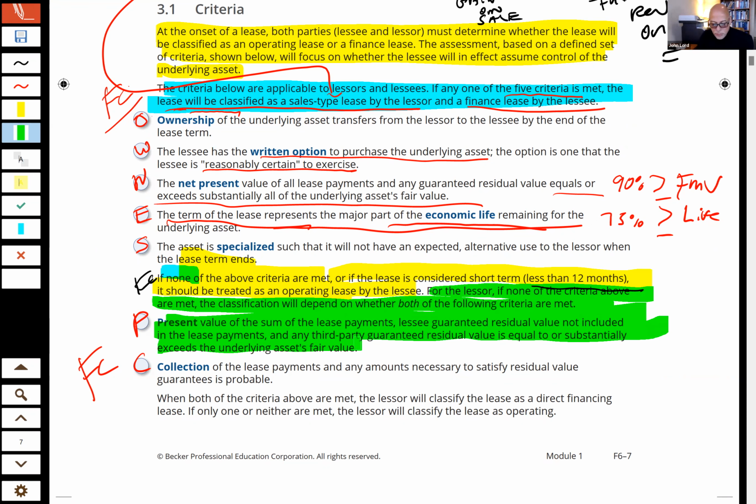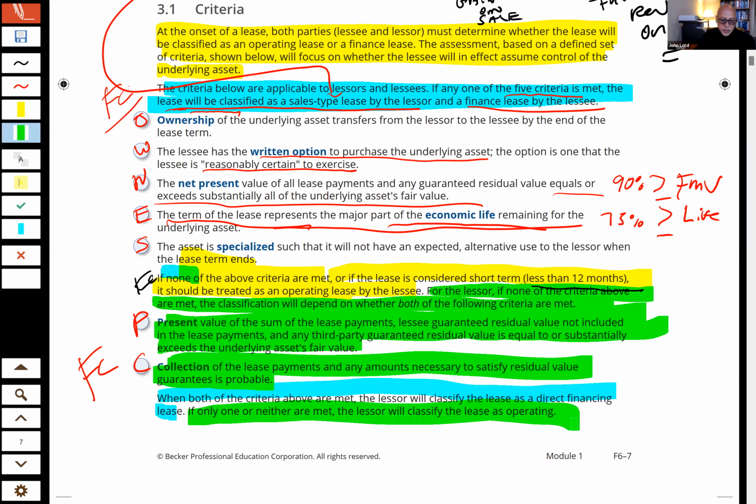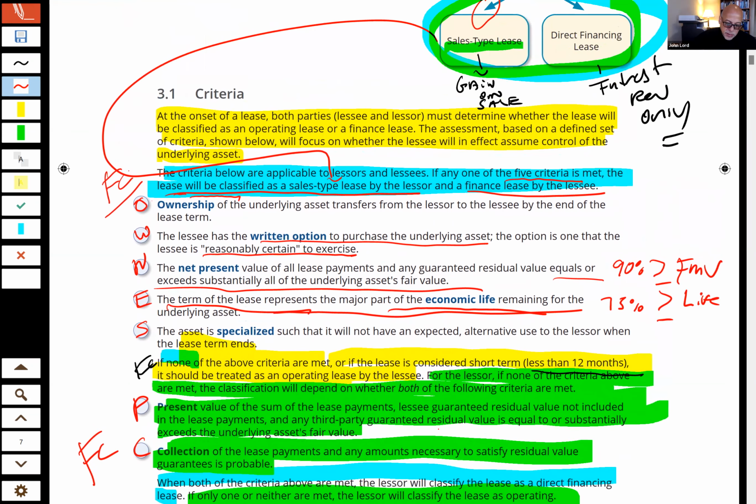Okay, if you meet both of those criteria and collection of the lease payments in any amount necessary to satisfy residual value guarantee is probable, you meet both of those, then when both of those criteria are met, we will treat it as a direct financing lease. If only one of those are met, then we will treat it as an operating lease. So we finally got down to what? To the operating lease when we didn't meet both of those two criteria for the lessor. Okay, so for lessee, what?